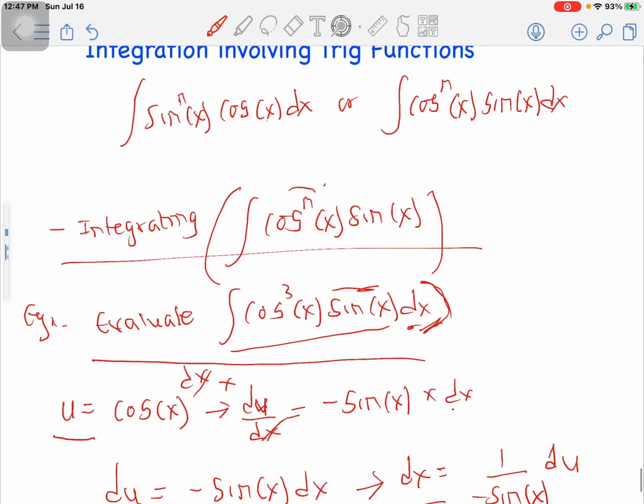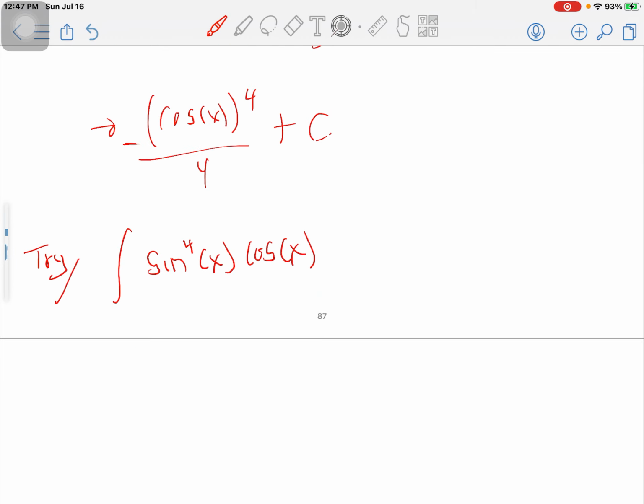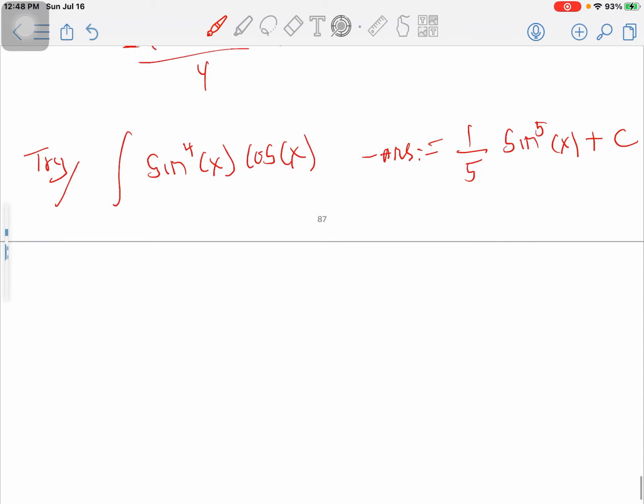But one thing that you are going to do is that for the first example, it was only the cos which had the power, and in this one, it's the sine which has the power. So you can say let your u equal to the sine of x. That's all. So you can try, and the final answer should be 1 over 5 sine power 5 of x plus c.